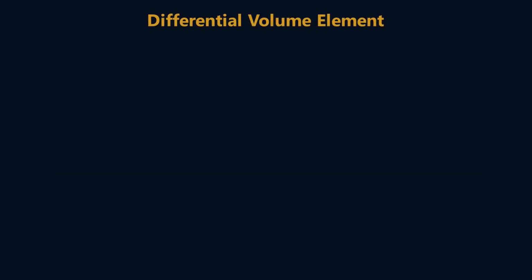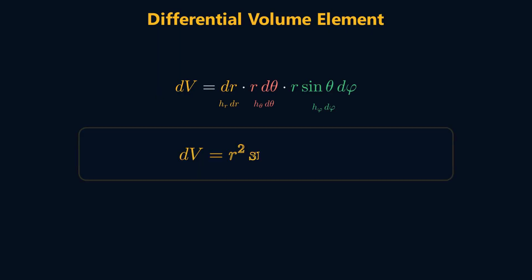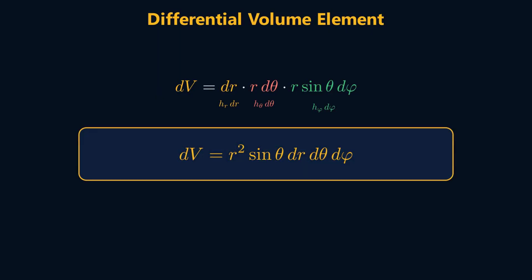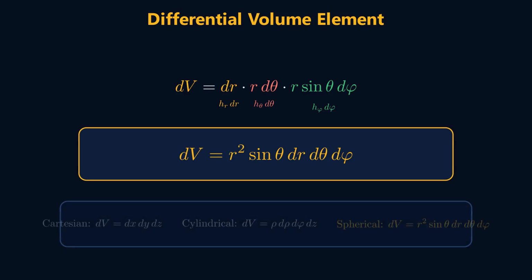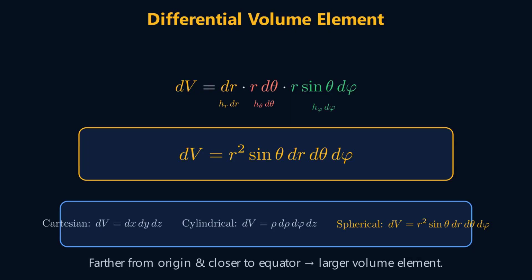The differential volume element combines all three differential lengths. dv equals dr times r d theta times r sine theta d phi, which simplifies to r squared sine theta dr d theta d phi. Compared to the Cartesian dv equals dx dy dz, the spherical volume element has an extra factor of r squared sine theta. This makes sense geometrically. Elements farther from the origin and closer to the equator sweep out larger volumes.